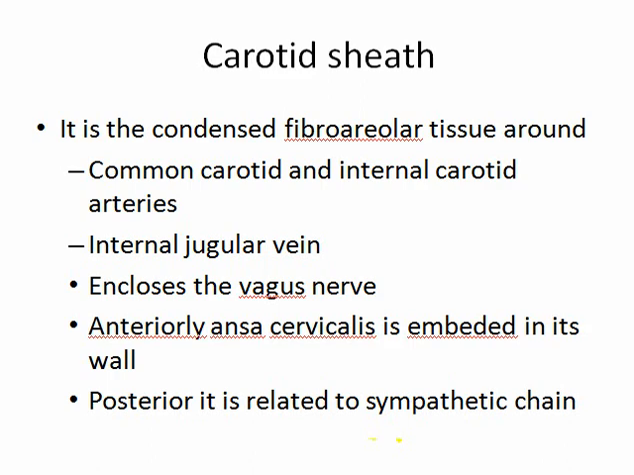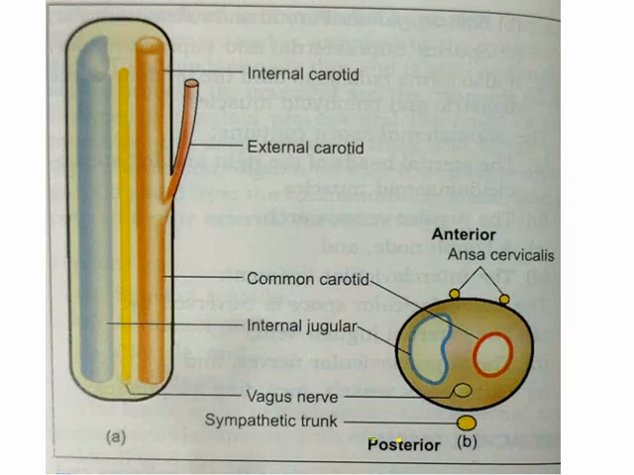So if you see the figure, this is the internal carotid artery, this is the common carotid artery. The common carotid artery gives a branch, the external carotid artery, and then this is the internal carotid artery. This is the vagus nerve, this yellow color is the vagus nerve, and this is the internal jugular vein. So all these three structures are enclosed in a sheath, and this is called the carotid sheath.